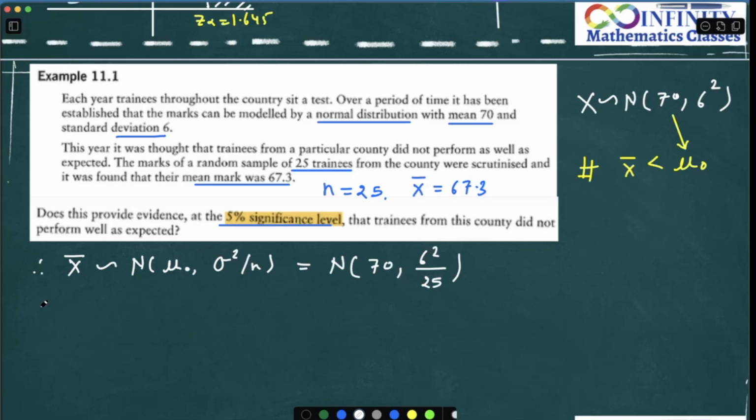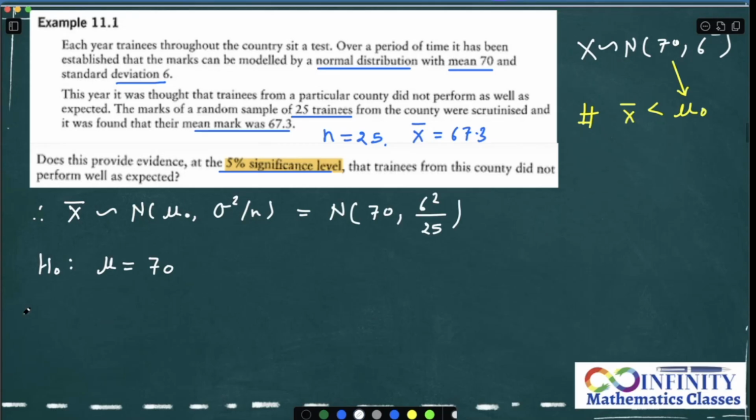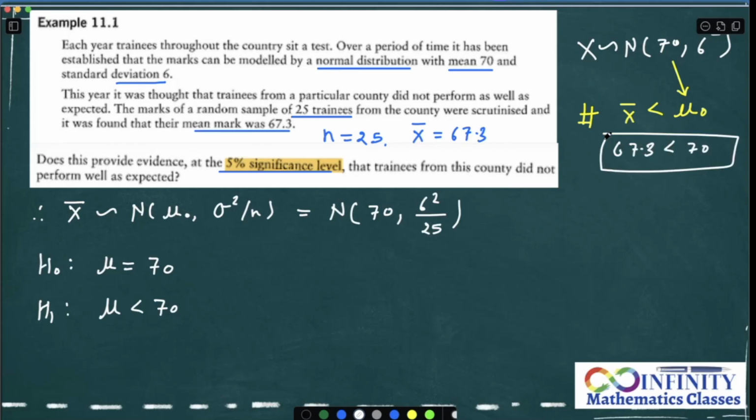Okay, so let us have the null hypothesis that the average performance is going to be 70 only. The alternative hypothesis says there is a decrease in the average from 70. This is what I told you: 67.3 is less than 70, so there is a decrease. Are you able to recognize? It is decreasing, so it is a one-tail situation for you. Clear? So we will try to find the Z value.